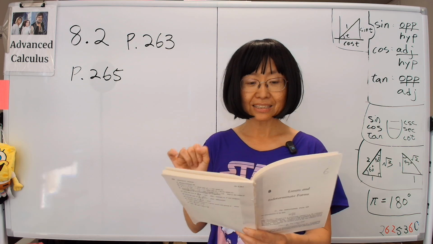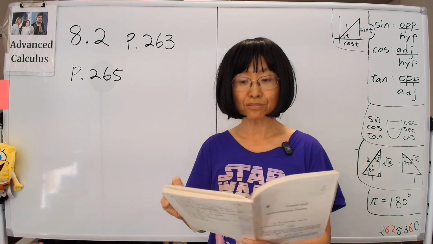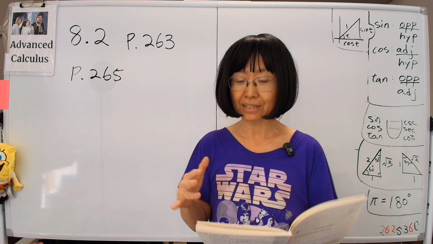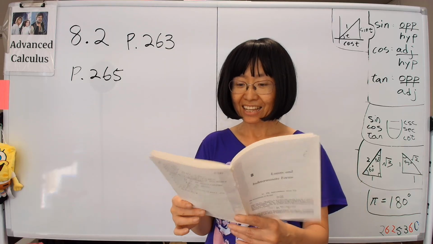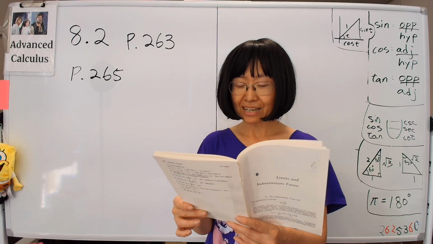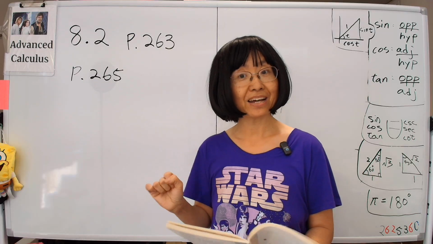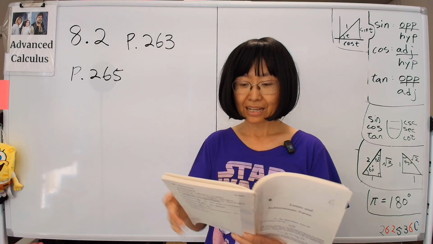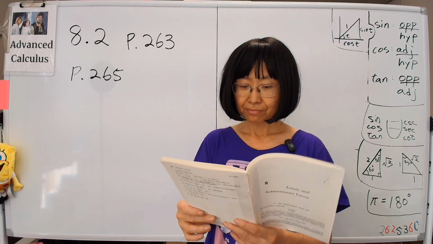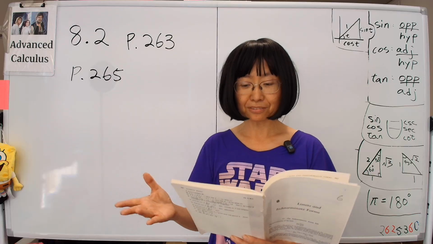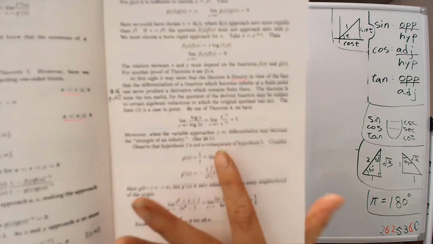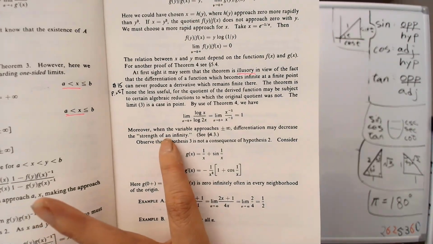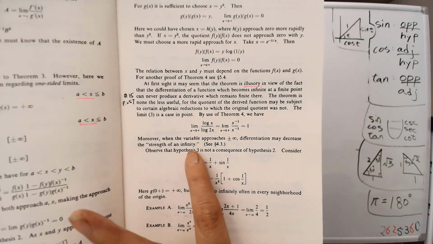However, that doesn't change the fact that the theorem is useful, because once you take the derivative, there's a chance that you might be able to cancel something out, so that you can find the answer anyway. Also, taking the derivative may, quote, decrease the strength of infinity. Okay, right here. We're going to make the strength of the infinity go down.